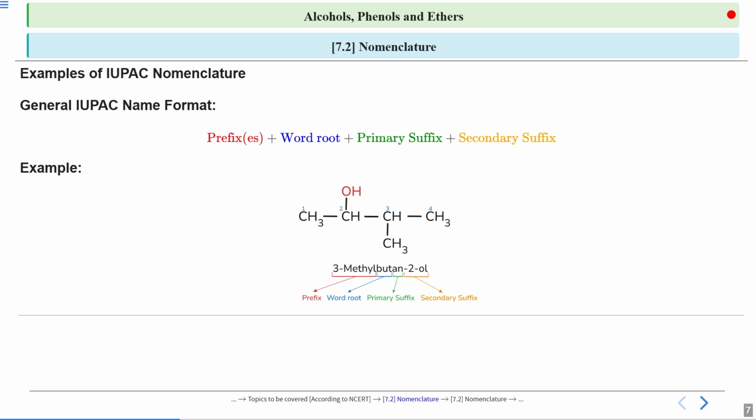Then comes the primary suffix, which is ane. Now from this ane, the e is replaced by the secondary suffix 2-ol, and 2-ol represents that at the second carbon the OH group is attached. So this is how you can break the name of an alcohol compound into 4 parts: prefix, word root, primary suffix, and secondary suffix.